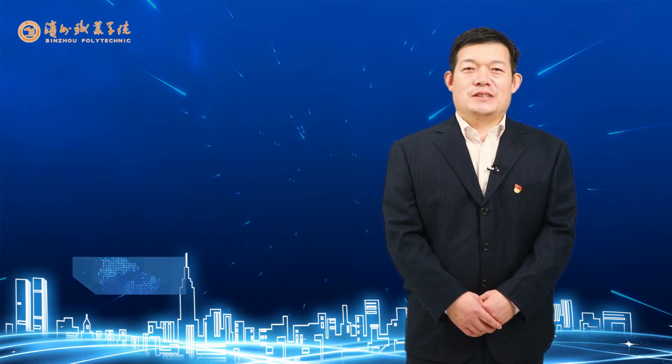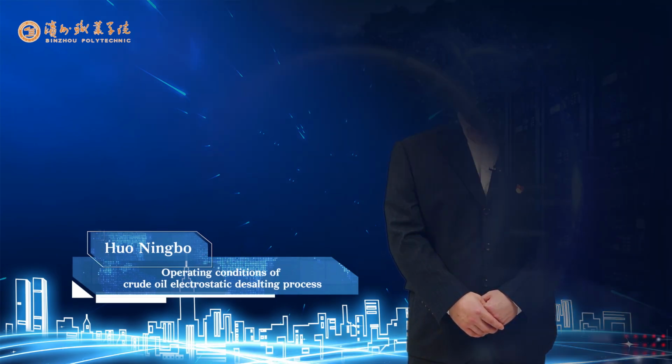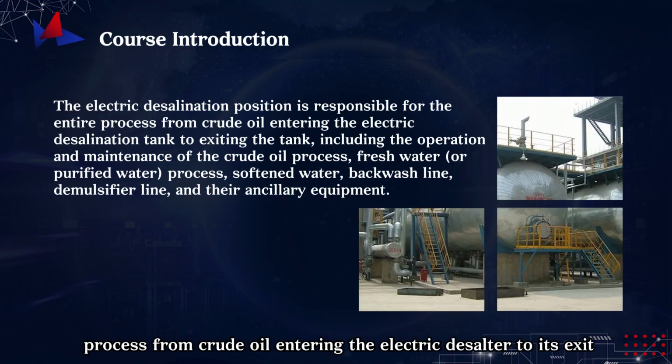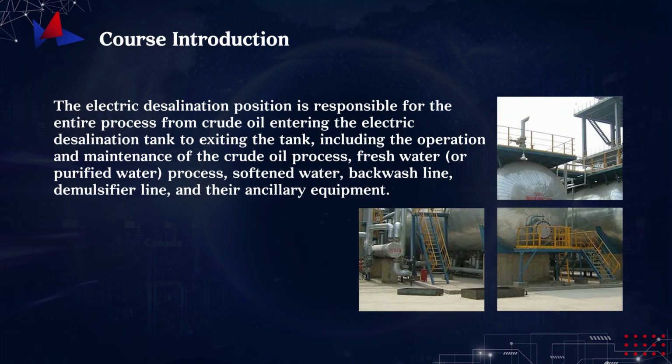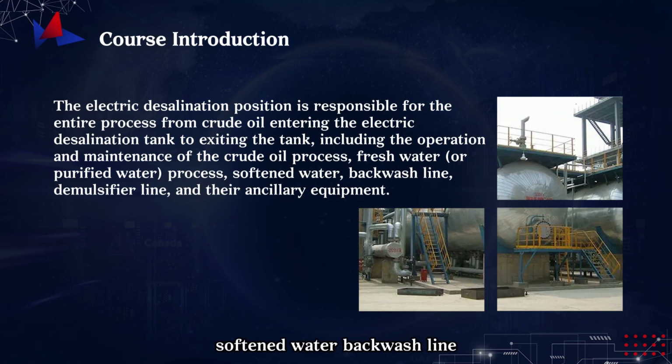Hello everyone. In this lesson, we will discuss the operating conditions for the crude oil electric desalting process. The electric desalting unit is responsible for the entire process from crude oil entering the electric desalter to its exit, including operation and maintenance of the crude oil flow, fresh water flow, softened water backwash line, demulsifier line, and the ancillary equipment.